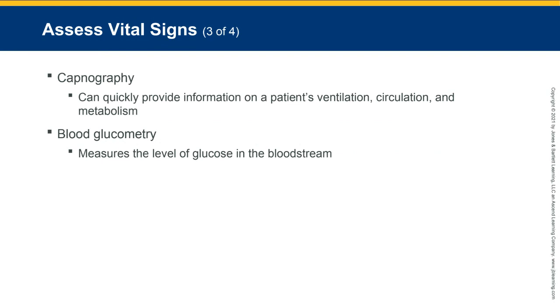Now, capnography, not very common in Jamaica, but it's a very useful tool for measuring ventilation, circulation, and metabolism. And it is a device that can also give a ventilation rate. So it actually measures the patient's ventilation as well. It will give you a rate that the patient is breathing at. And the normal values for capnography is 35 to 45 millimeters of mercury.